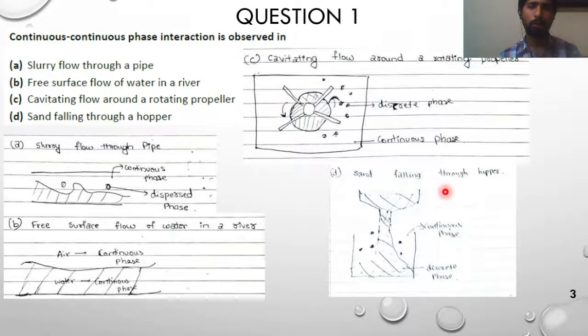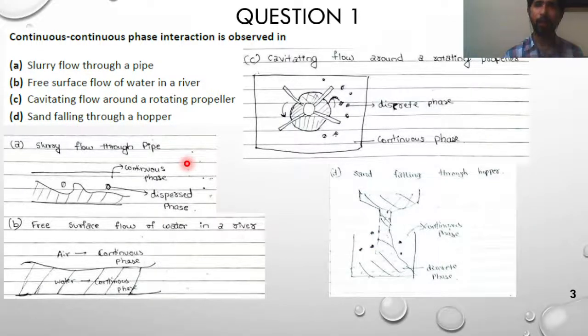In this also it is a similar case. You have these fine sand particles which come out from the main falling region, and they exist as a discrete phase. And here you have it as a continuous phase. So this is also a continuous discrete phase example. So you have only one option which is correct, that is the free surface flow of water in a river. So that is option number B.